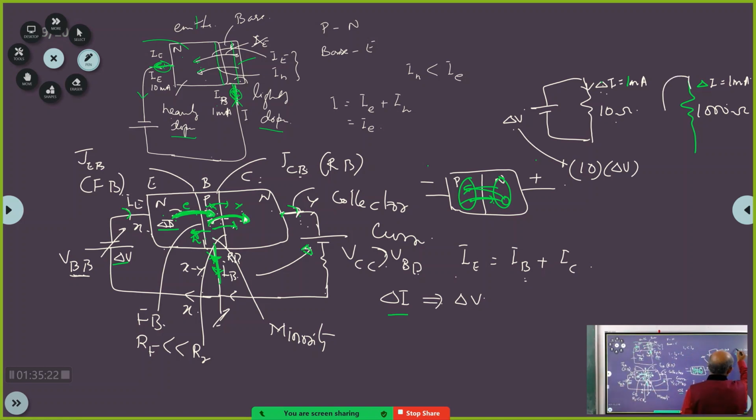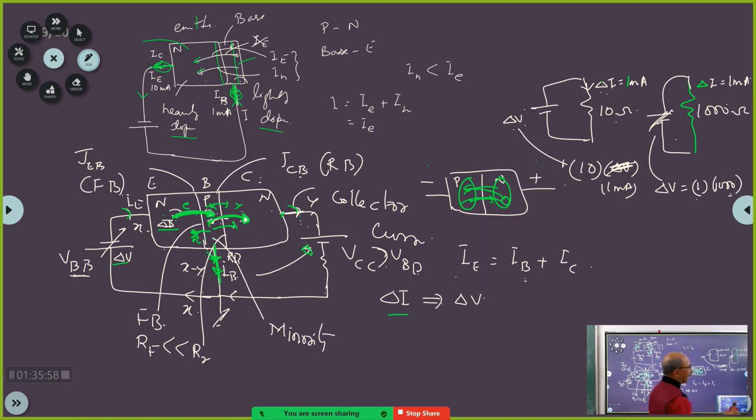But for me to do that here, what is this voltage change that I have to do here? Here delta V will be equal to 1 milliampere into 10. What did I say? 10 into 1 milliampere. So this much voltage I have to change. Here it is 1 milliampere into 1000 volts. So if I connect a voltage source here, delta V should be 1000 times, and here delta V should only be 10 times.